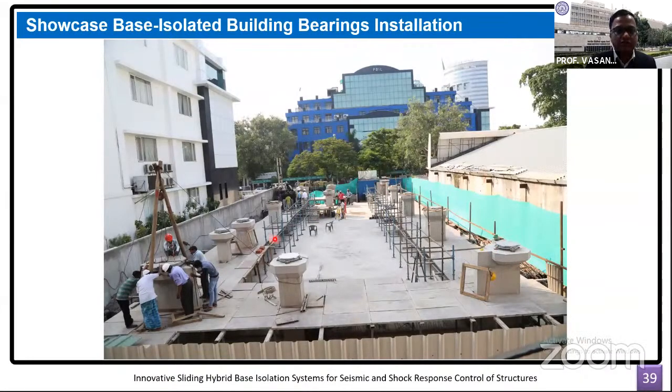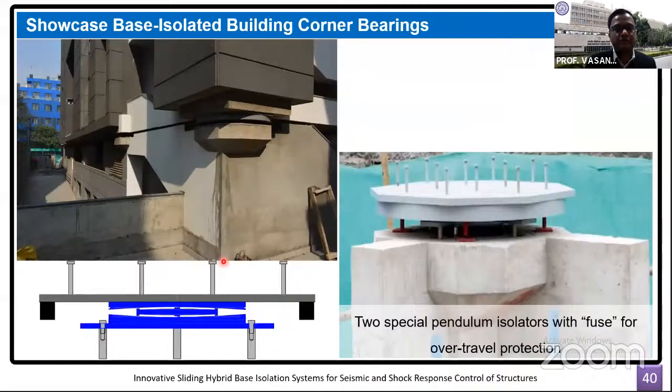So these two isolation systems were relatively larger in plan, and that was for a specific purpose. The idea was that we have provided a kind of fuse, as you can see this black part here, so that whenever there is excessively large displacement after the maximum credible earthquake, there is some protection against that.